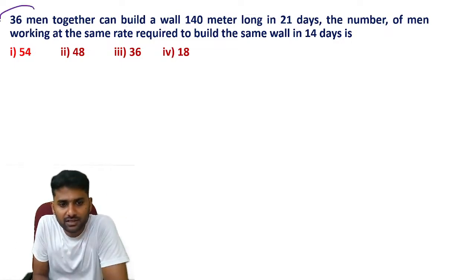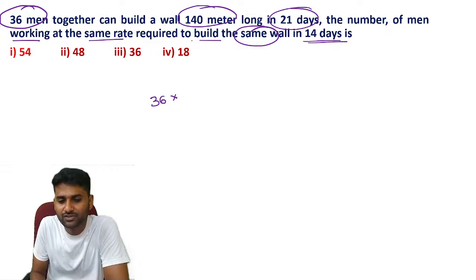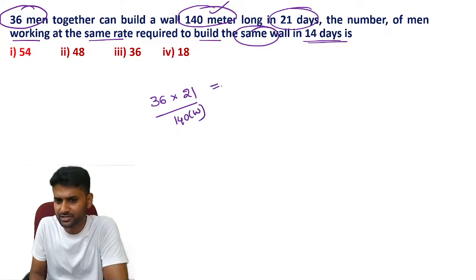Now let's see this question. 36 men together can build a 140 meter long wall in 21 days. The number of men working at the same rate required to build the wall in 14 days. 36 men. Here they clearly mention that they build the same wall. So here there is no need to represent 140. Why? Because we have to construct the same length. That's why 36 men working for 21 days. So here 140, if you are interested, you can take it, but there is no need to take it in this calculation. Now we require how many men to finish the same work in 14 days. So that's why there is no need to represent 140 in the calculation part. You have to understand that.